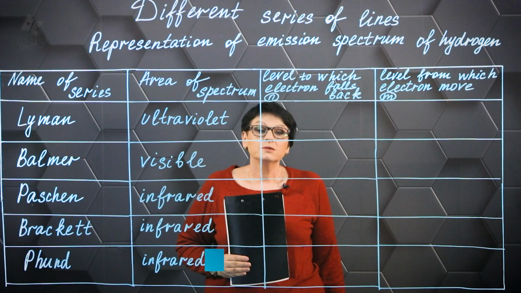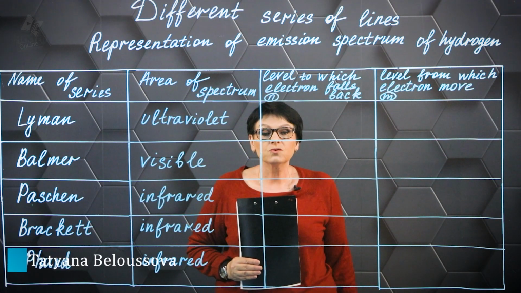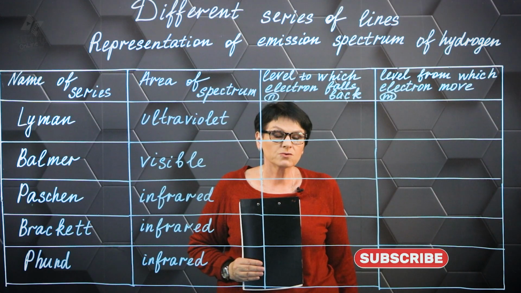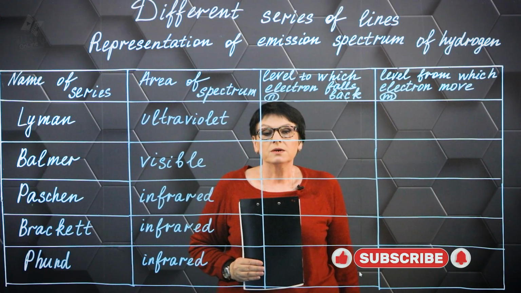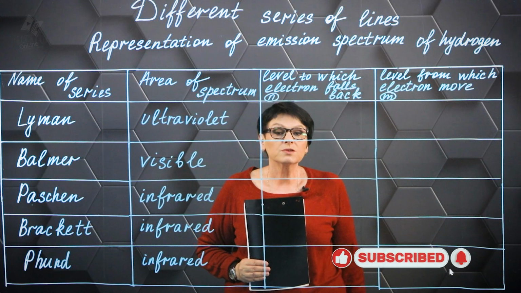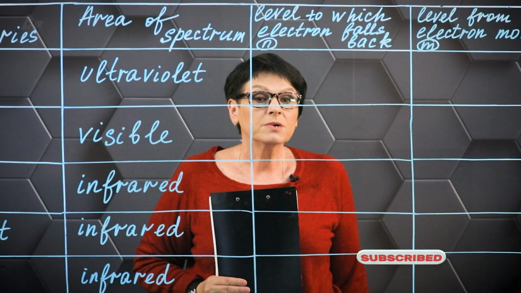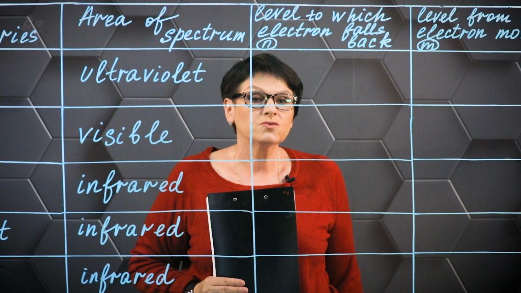Hello, today we are looking at the emission spectrum of the hydrogen atom. Emission is a process in which electrons from the upper energy levels move inward. Accordingly, this movement is accompanied by energy release, because moving inward costs energy.